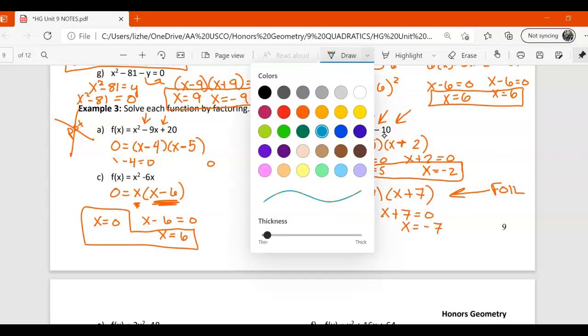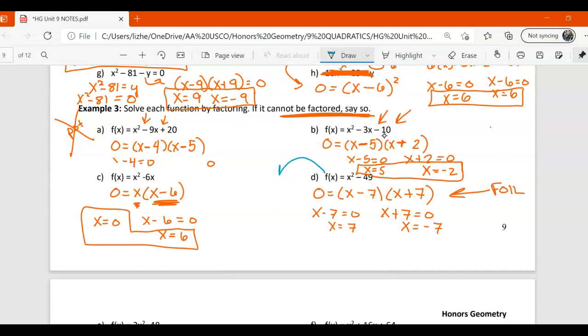Just a little bonus here. Remember, you could have used square roots for that, where you'd say 0 equals x squared minus 49. You move the 49 over. You square root both sides. So plus or minus 7 is x. And look at that, exact same answers.